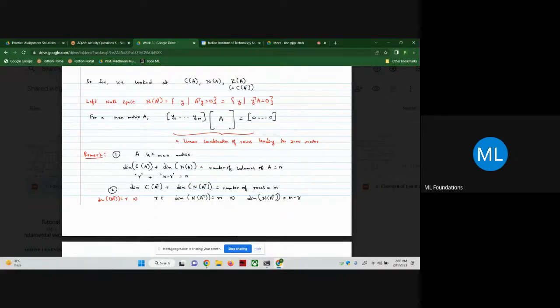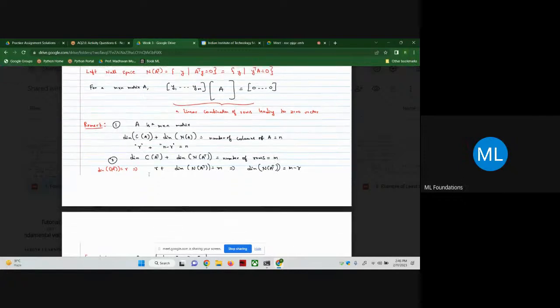Okay, sir. And the other important fact we have established is that the dimension of column space of A transpose will be the same as the dimension of column space of A, or the rank of A, right? So r plus the dimension of null space of A transpose will be equal to m. That's what we are trying to say.